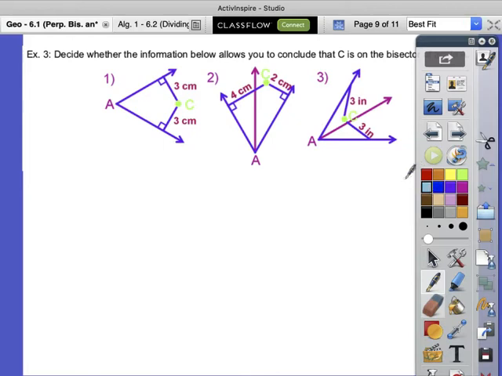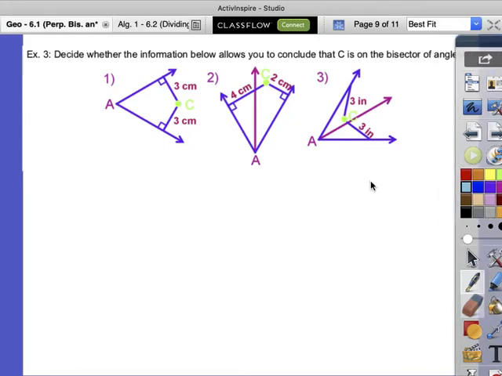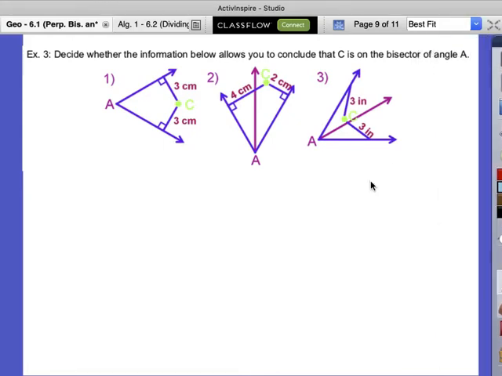Okay. Continuing on. Example 3. We're deciding whether this information below allows us to conclude that C is on the bisector of angle A in each example. So in 1, 2, and 3, we're saying is C on the bisector of the angle? Okay, and we would know that based upon the converse, the angle bisector converse.